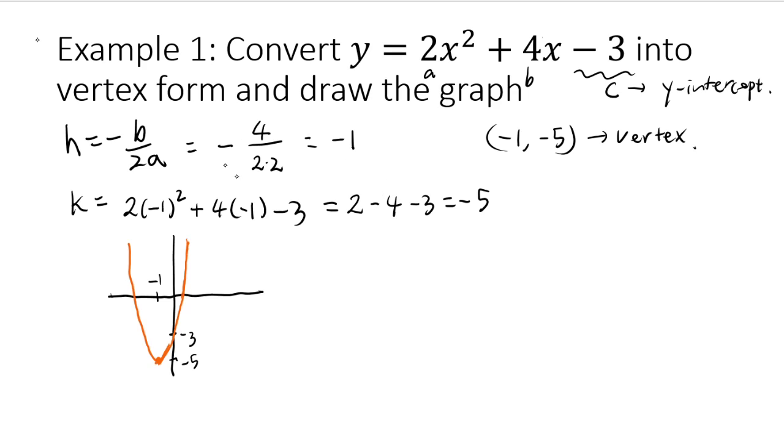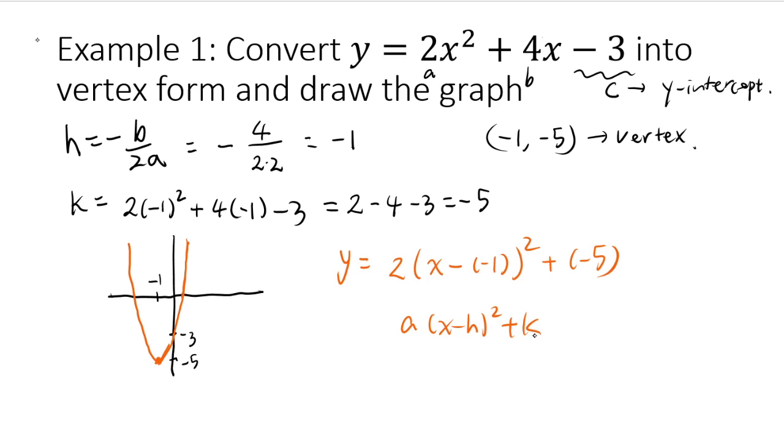And the vertex form itself would be y equals 2 times x minus -1, because h is -1. Remember, the formula is a(x minus h) squared plus k, right? And then plus -5, because k is -5. And you want to simplify just the signs, but leave it otherwise. So it's 2 times (x plus 1) squared minus 5.